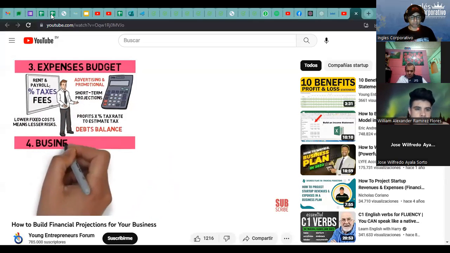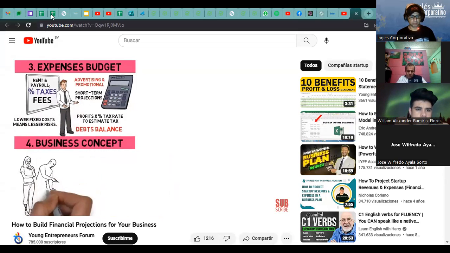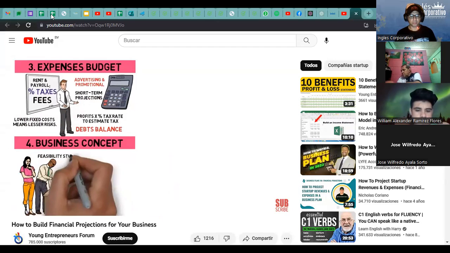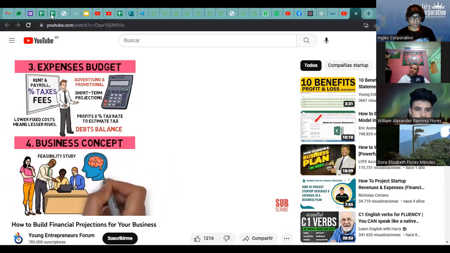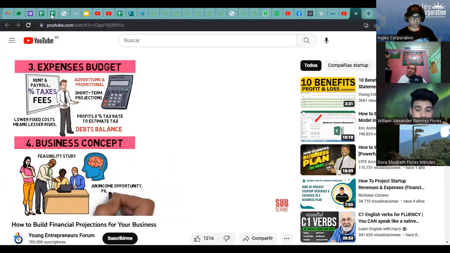Number 4. Business concept. The business concept is a crucial phase of the project that spans a period from the idea for the venture until an initial decision to go ahead and encompass a feasibility study. The idea owner is likely to be the entrepreneur who has an idea for a business that could be a passion, an income opportunity, filling a need, fixing a problem, among other drivers for the business.